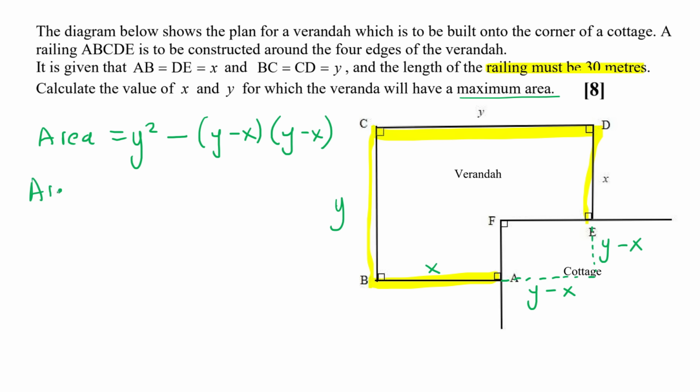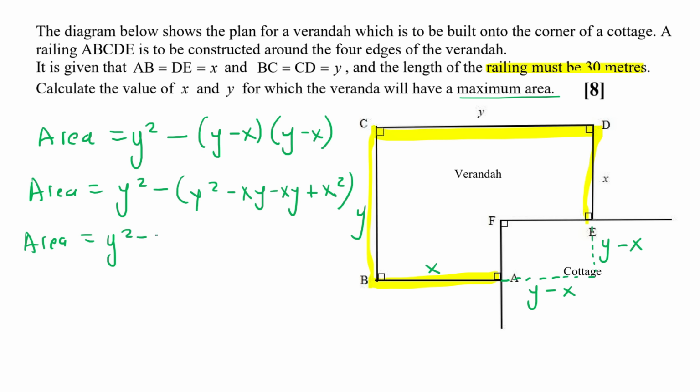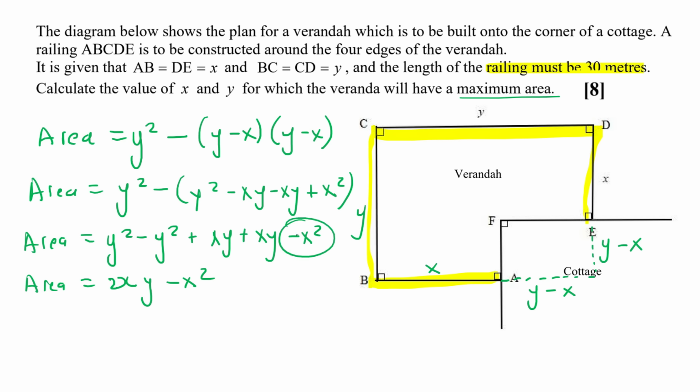Now, as always, we want to neaten this up a little bit. So y squared, take away xy, take away xy, plus x squared. I just multiplied this all out. I kept it in a bracket though because of this negative. And so if I simplify now, I end up with y squared, take away y squared, plus xy, take away x squared. So these cancel, and the area is then going to be 2xy minus x squared.